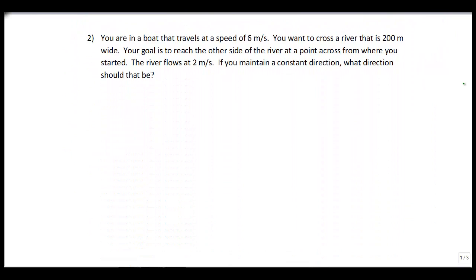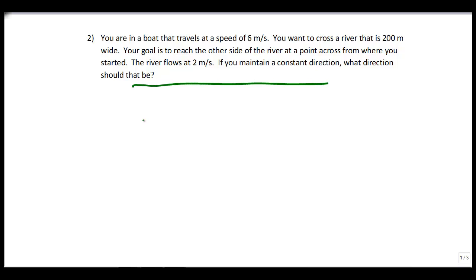Next question. You're in a boat that travels at a speed of 6 meters per second. You want to cross a river that is 200 meters wide. Your goal is to reach the other side of the river at a point across from where you started. The river flows at 2 meters per second. So if you maintain a constant direction, what direction should that be? Okay, so let's draw a picture here.